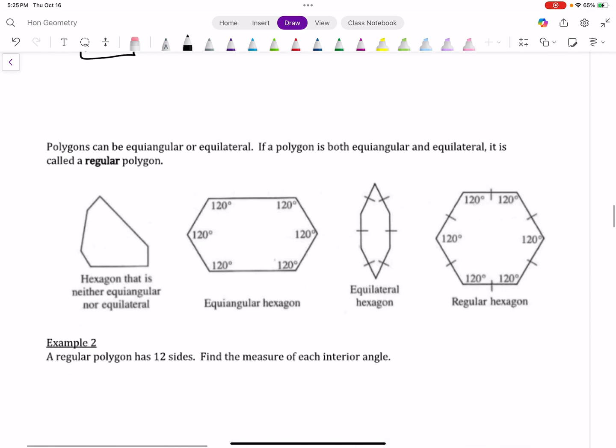Now, here's some more vocabulary. Polygons can be equiangular or they can be equilateral. If they're both equiangular and equilateral, then we say they're regular. Equiangular is when all the angles are the same size. Equilateral is when all the sides are the same length. When they're both, it's called regular.